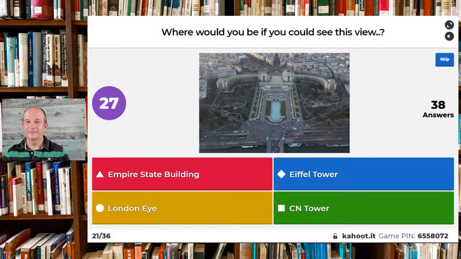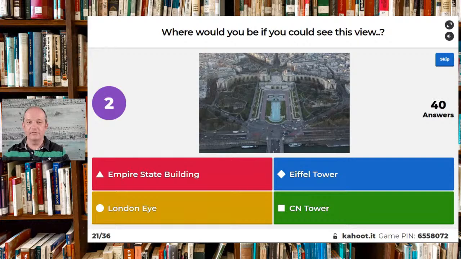So where would you be? Where in the world? Oh yeah, guess, definitely. If you don't know the answer, always worth a guess. Try and look at that, see which side of the road are they driving on? Which river's that? What is that a picture of?